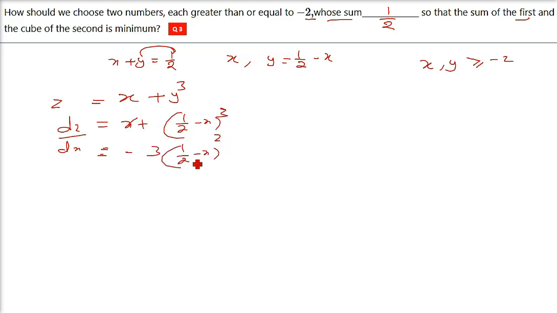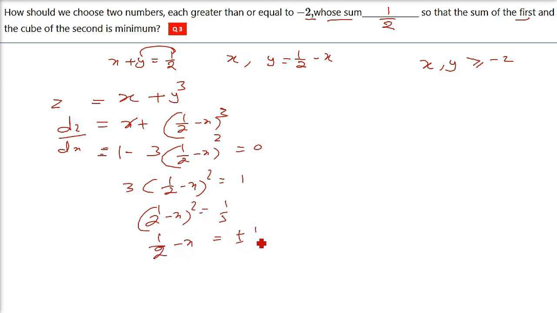So thrice of half minus x whole square, x will be 1, so I'll just put a 1 here, and this 3 half minus x whole square will be 3 into half minus x to the power 2, and differentiation of half minus x will give you negative 1. Finally, what we got? 3 into half minus x whole square equals 1. Half minus x whole square is equal to 1 by 3. Half minus x will be equal to plus minus 1 by root 3.